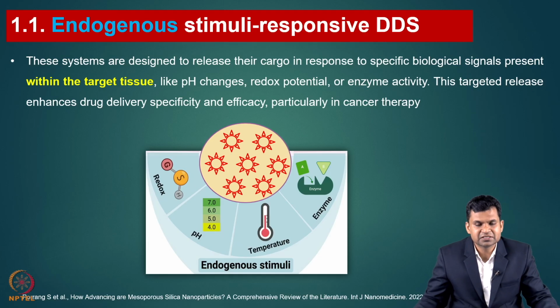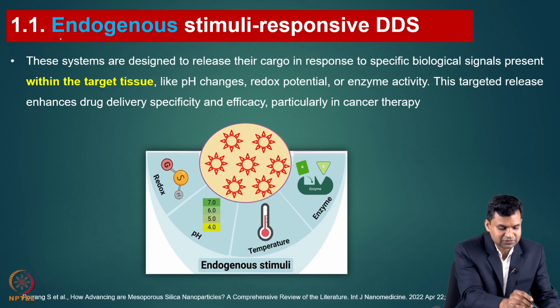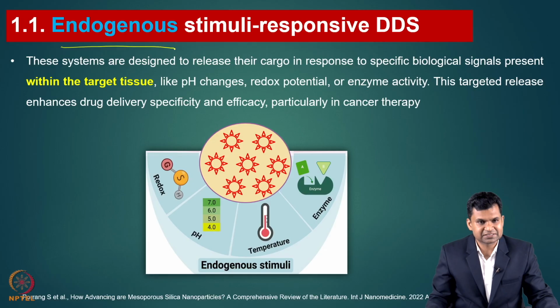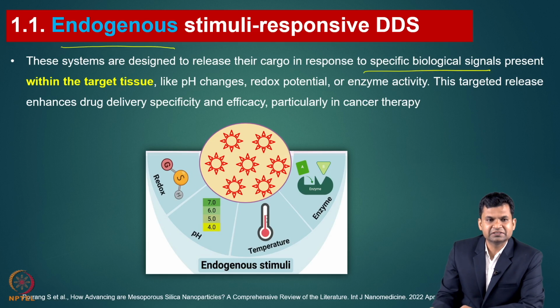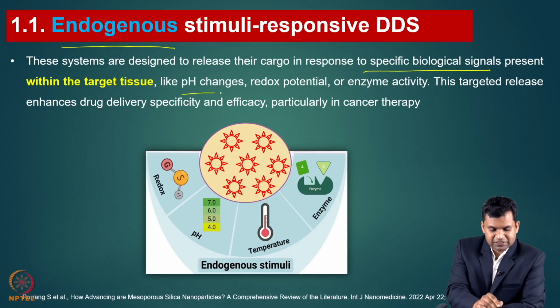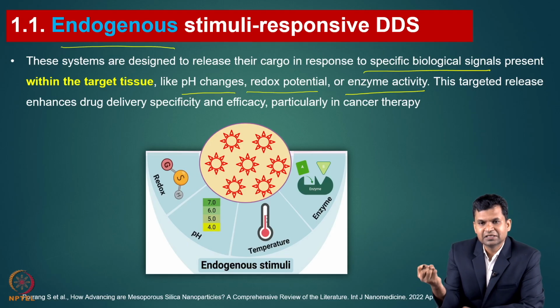Now, here we will see some points on endogenous stimuli responsive drug delivery systems. As we know, these are internal responses which occur at the disease site. These systems are designed to release their cargo in response to specific biological signals present within the target site, like, as we have seen, a change in the pH, an increment in the redox potential, and also the presence of enzymes, whose types always depend on the type of the disease.